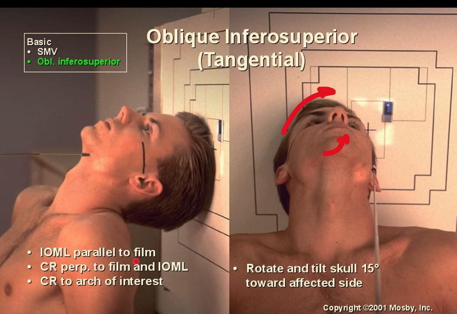The IOML is parallel to the film. So IOML, parallel to the film, okay? Central ray is perpendicular to the film and the IOML. So perpendicular to the film, perpendicular to the IOML. Central ray to the arch of interest, okay? So you can see your light field kind of coming up right here, across, okay? So it's to this side of interest.